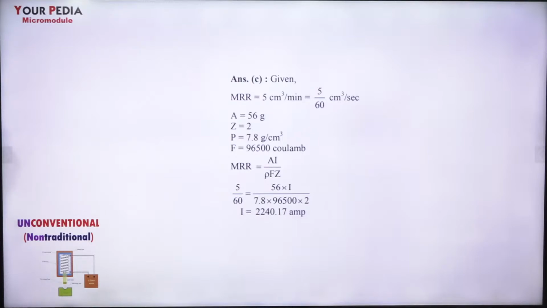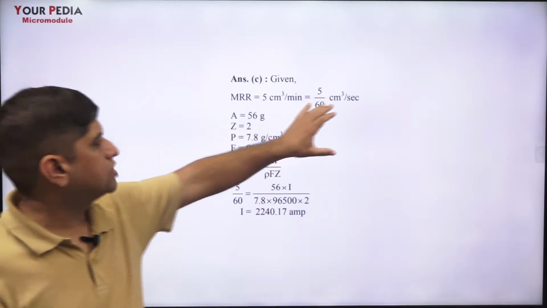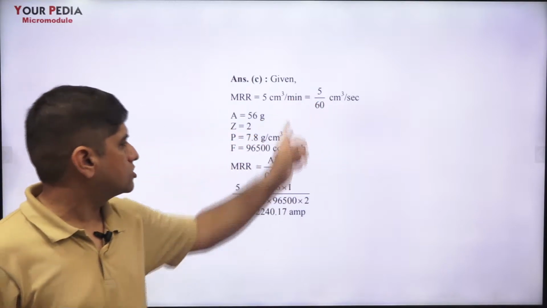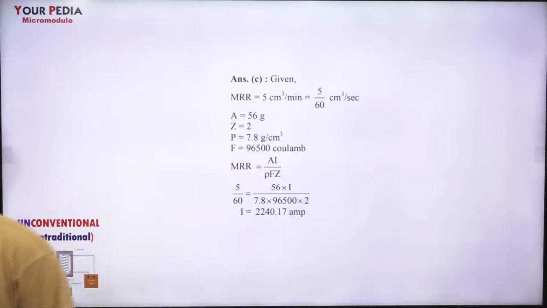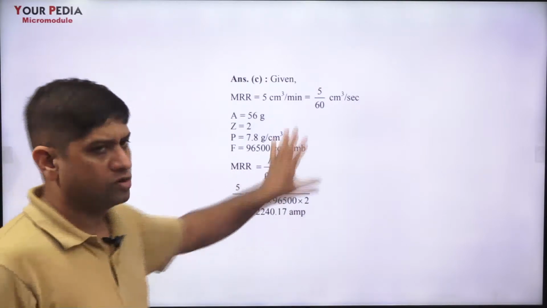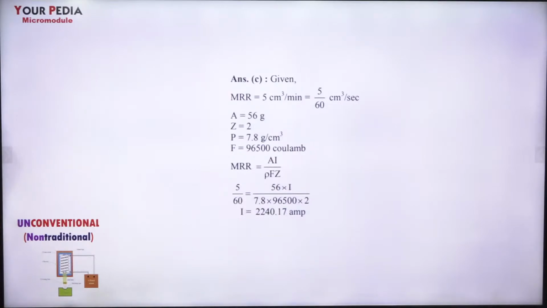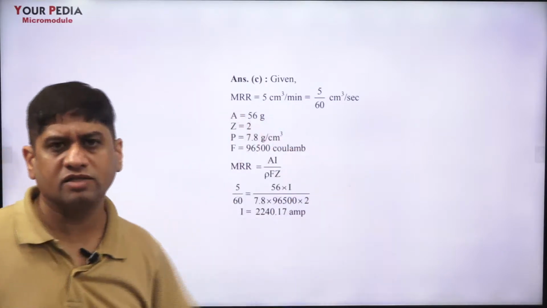From here a question can be asked. I'm sure you have noted the question also, and convert the rate into centimeter cube per second, because the rest of the units are in per second only. So just remember this formula, and a question about the current can be asked from this basic formula in the exam. There are only 2-3 formulas in the non-traditional machining part, so these 2-3 formulas should be known to you.